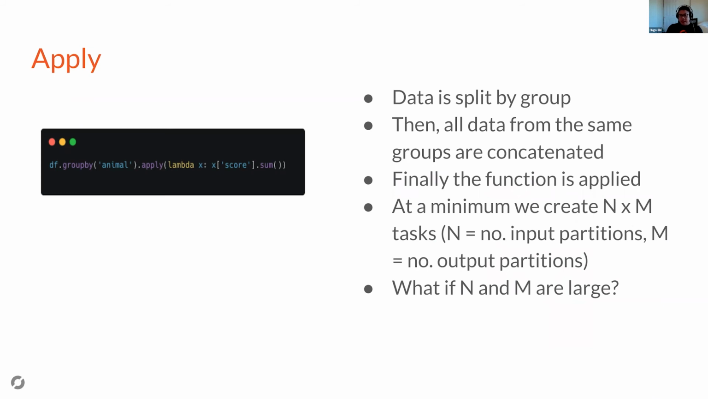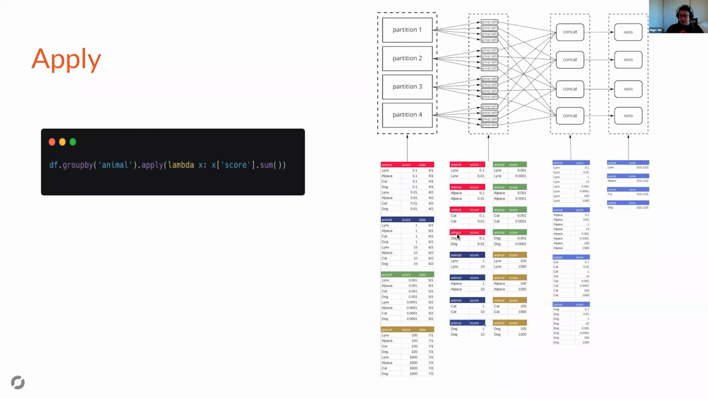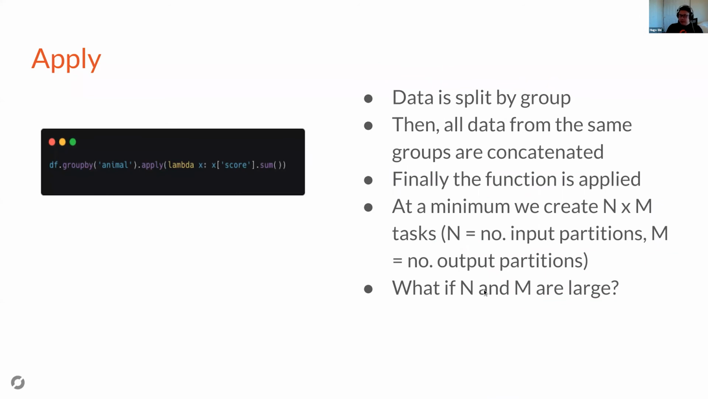What you'll notice is that at a minimum, we created n by m tasks, where n and m are the number of input and output partitions. So in this case, this was the 16, right? There's 16 data frames here. If n and m are large, that's not great.